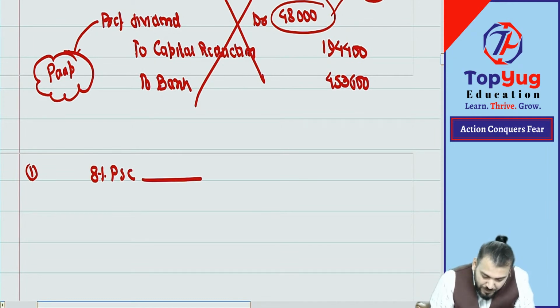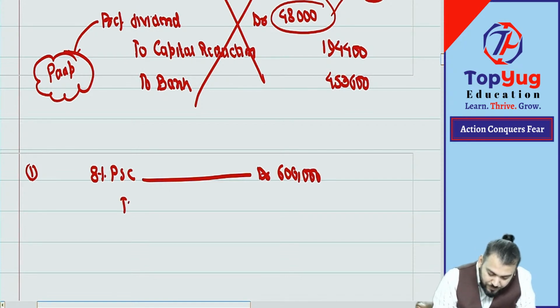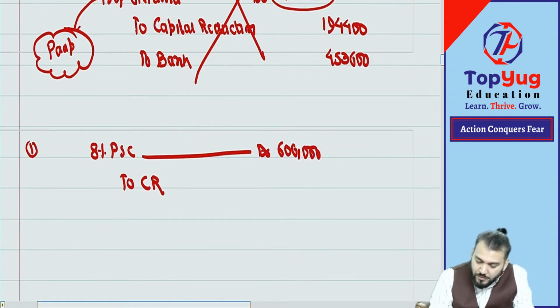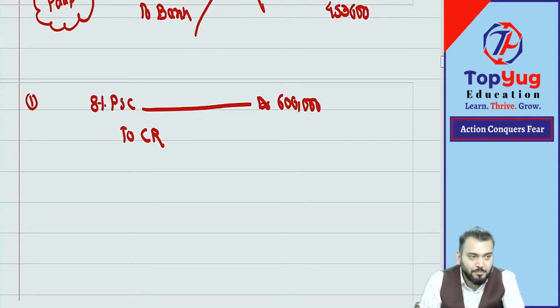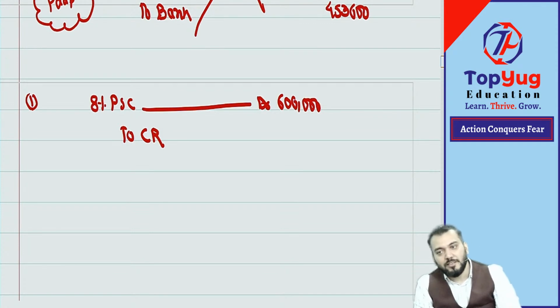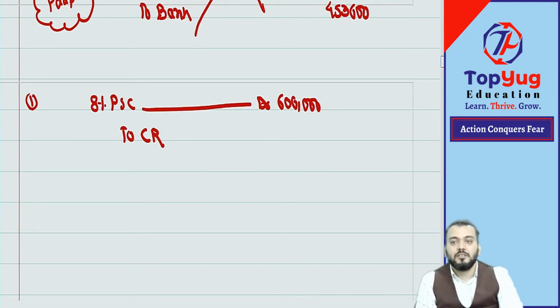8% preference share capital, how much? 6 lakh. To what? Now I am writing 2 CR. Chalega? Achha, in the exam can you write PSC? Right now what are you writing? PSC. In the exam also you will write PSC only. In class you are writing PSC, in exam also you write PSC only, I know. Correct.